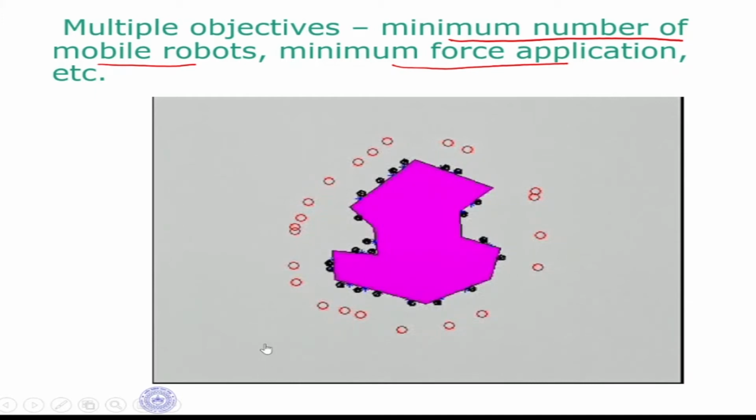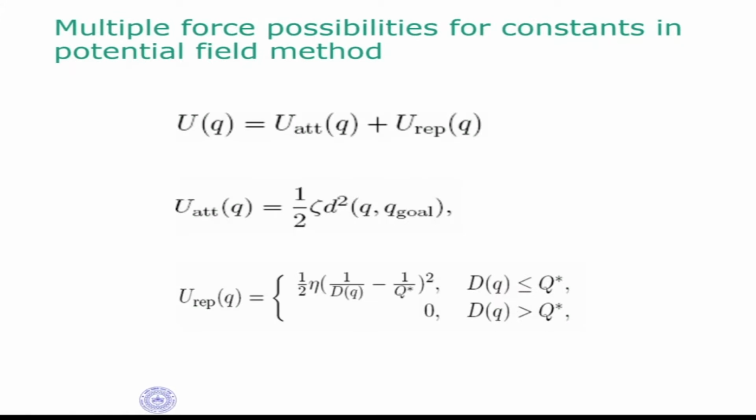First we'll start off with form closure. Also, in the case of potential field methods, we have seen that when you use an attractive potential and a repulsive potential, there are constants zeta and eta. These are constants and you have to put numerical values in. How do you choose the numerical values of these two constants? That is also a need for optimization in potential field methods.